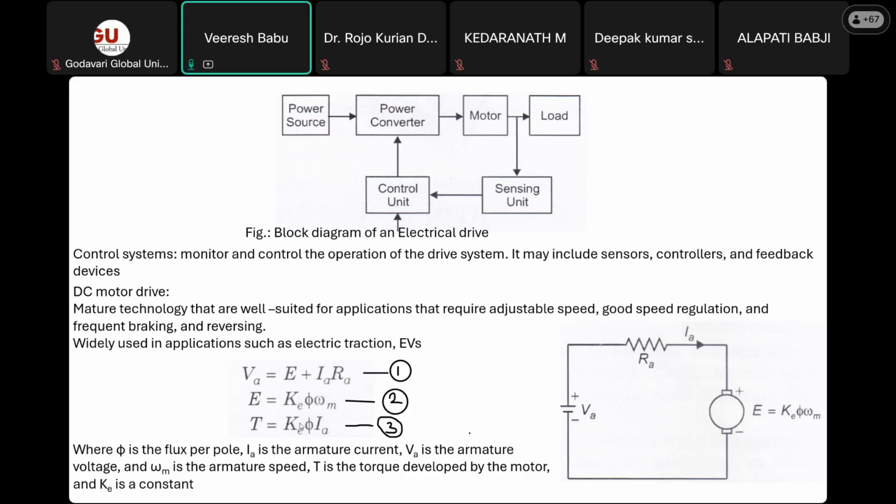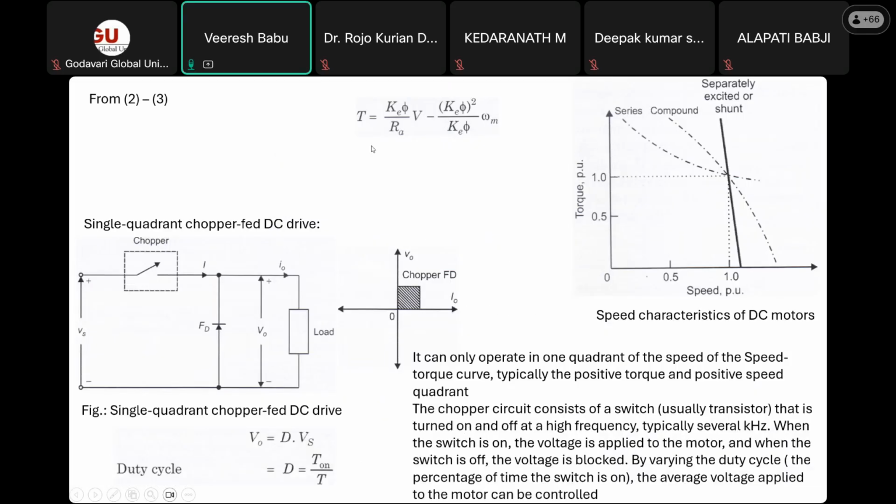E is equal to KE phi omega n, and the torque developed is T is equal to this. These are constants, phi into IA. Now, when you want to find out the torque developed, this is the equation they are using.